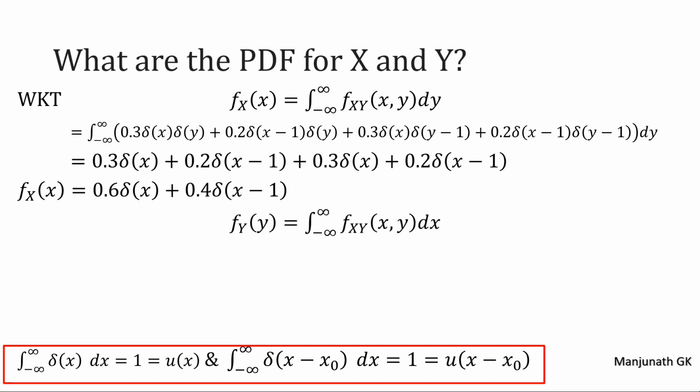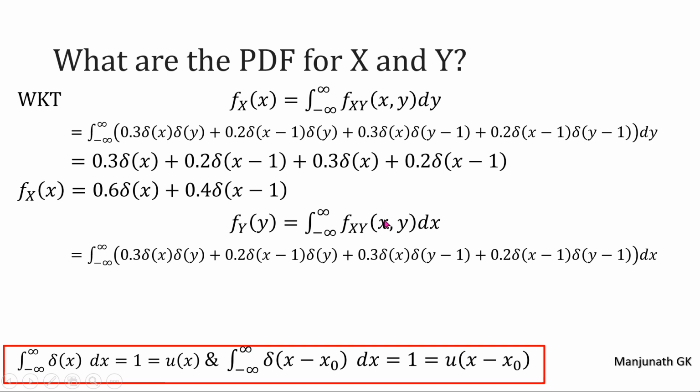Similarly, the single random variable probability density function of Y can be calculated by integrating the bivariate PDF with respect to x. Substitute the value of the bivariate PDF here and integrate with respect to x. From the first term, 0.3 and the y terms are constant because it is being integrated with respect to x. The 0.3 and y terms, 0.2 and y terms should be taken outside.